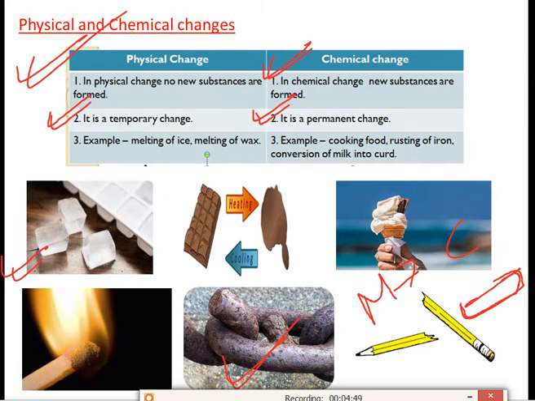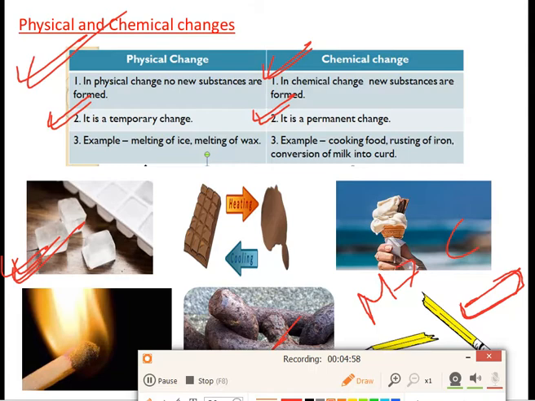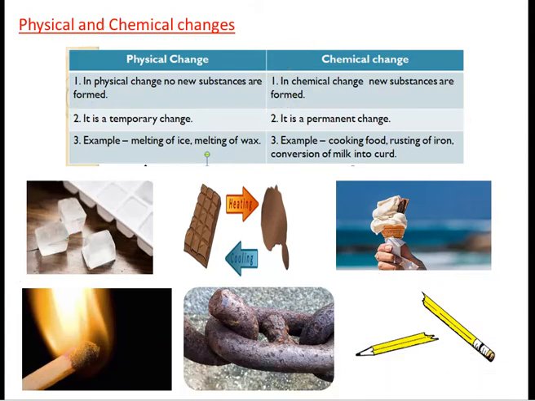A few examples of physical changes: melting of ice, melting of wax. These are examples of physical change. Next, for chemical change, we can write cooking food, rusting of iron, conversion of milk into curd. Those are examples of chemical change. See, burning of a matchstick is also an example of chemical change. Melting of chocolate is an example of physical change.